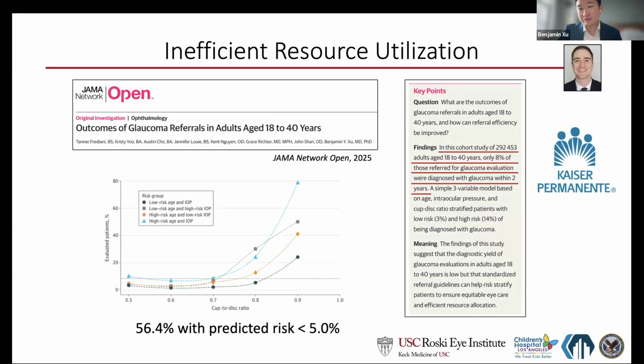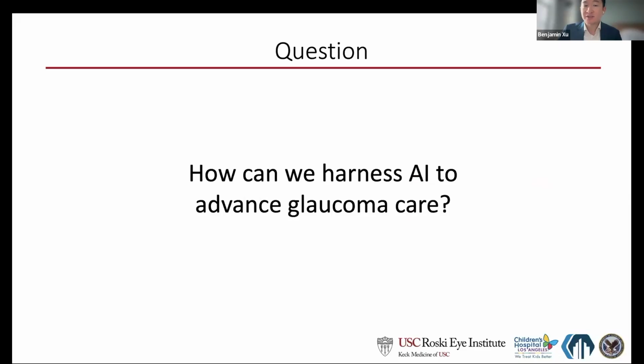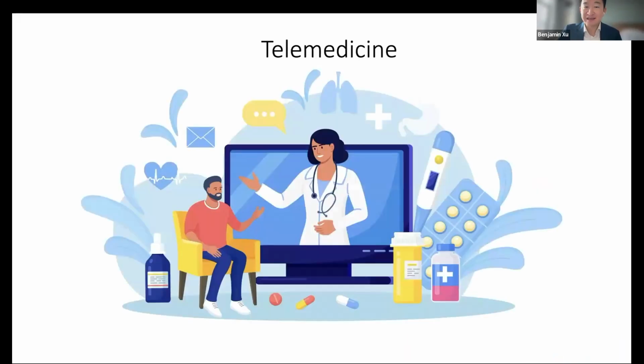And we also found that with simple risk stratification, we could identify that more than 50% of them had a risk less than 5%. So all of this data was suggesting that we needed some form of standardization for eye care, and especially to grant earlier access to eye care and to provide better care overall. We really thought that AI was the solution here. So the question became, how do we actually harness AI to advance glaucoma care in the real world practice setting?